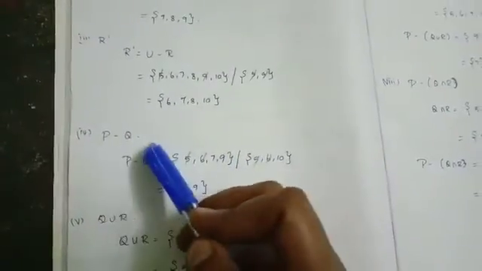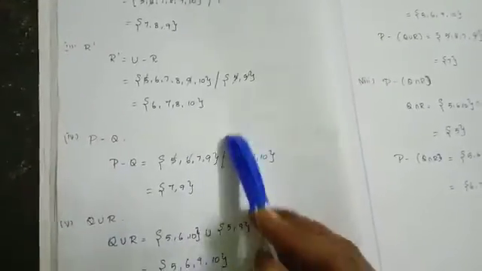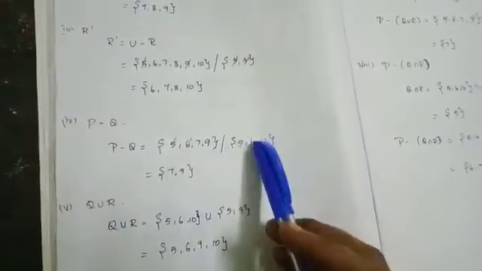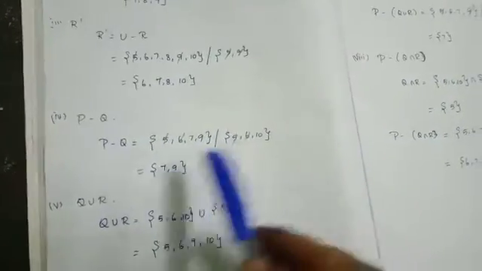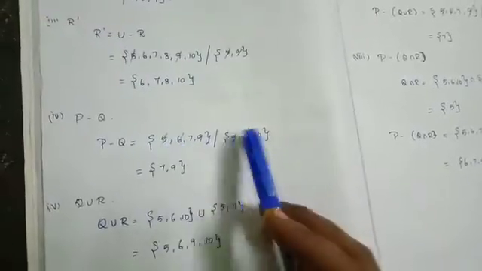The next one, P minus Q. Difference of P set and Q set. First you write the P set slash Q set. You cancel the common terms. The remaining of the first set is the answer. So 7, 9. The 10 is not an answer because for a difference of sets you cancel the common number. The first set's remainder is the answer.